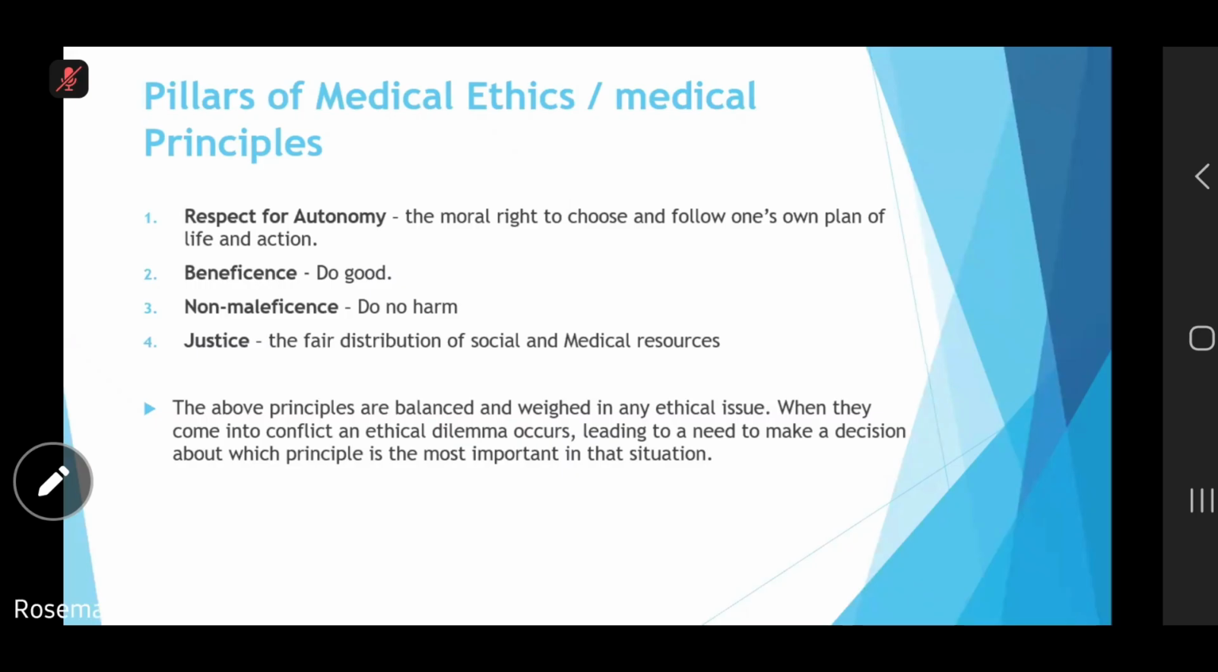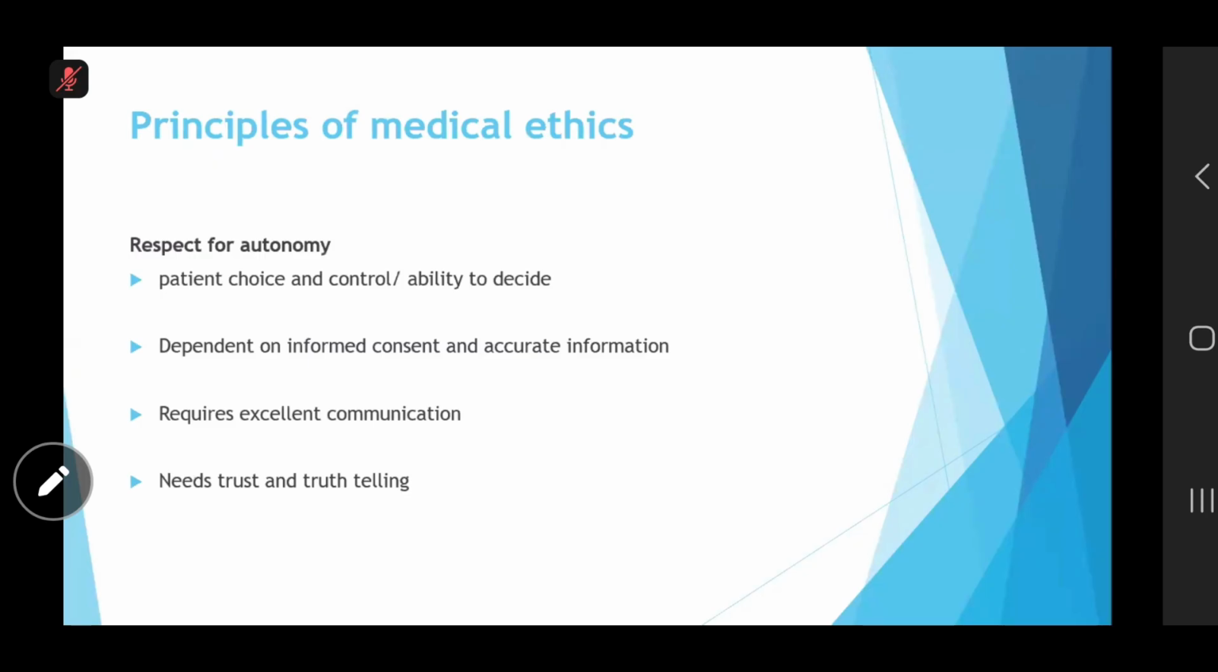So the above principles are balanced and weighed in any ethical issue. So when they come into conflict and an ethical dilemma occurs, leading to a need to make a decision about which principle is the most important in that situation. So the first principle we saw was the respect for autonomy. So autonomy is the patient's choice and control or ability to decide.